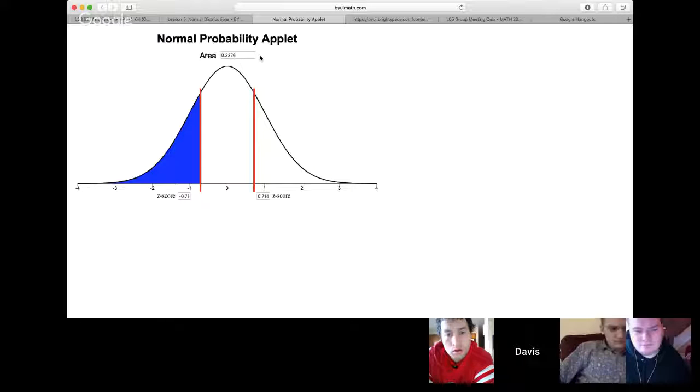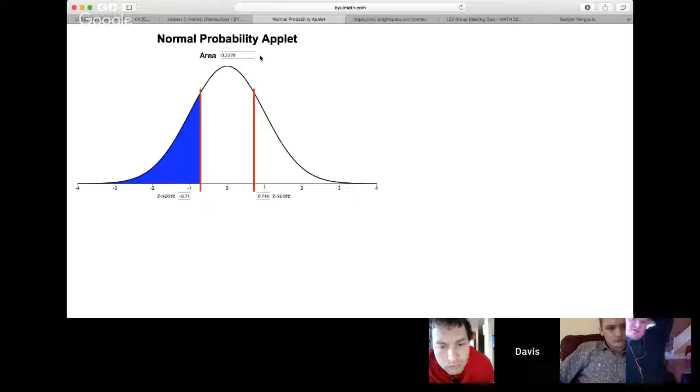So do we need to round the area? Do we need to round that to 8 and put that in? And would that change the z-scores? Yeah, rounding differences will change it a little bit. So they tell us just to round to 3 decimal places.